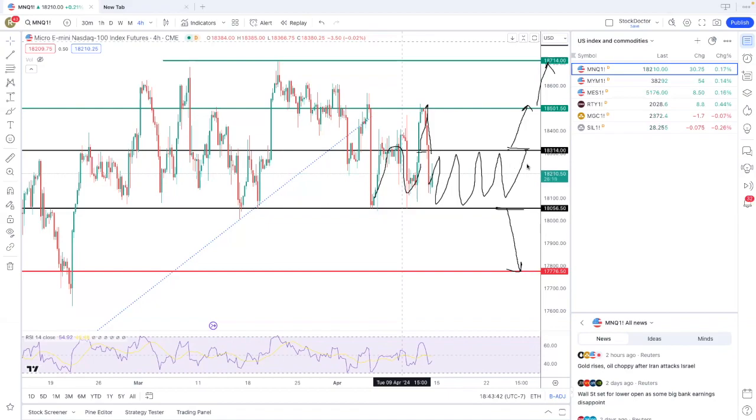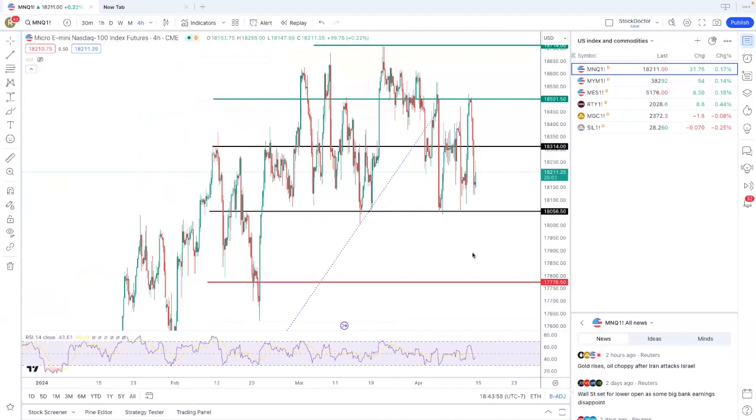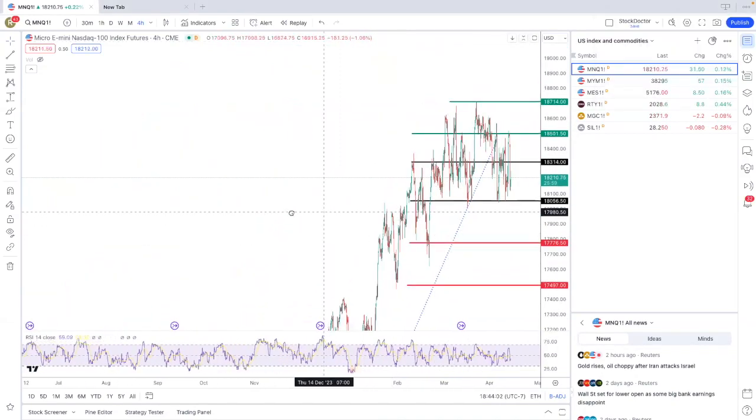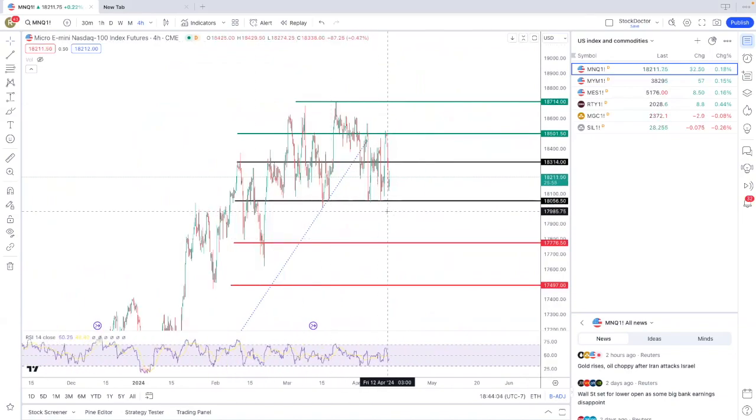For this week the levels are the same. This is the range. We should not do anything in this range. Once this range breaks on any side, then the market will move on that particular side. So this was about Nasdaq 100, and the downside levels are two. If it breaks 18,050, then first is 17,775, second is 17,500.